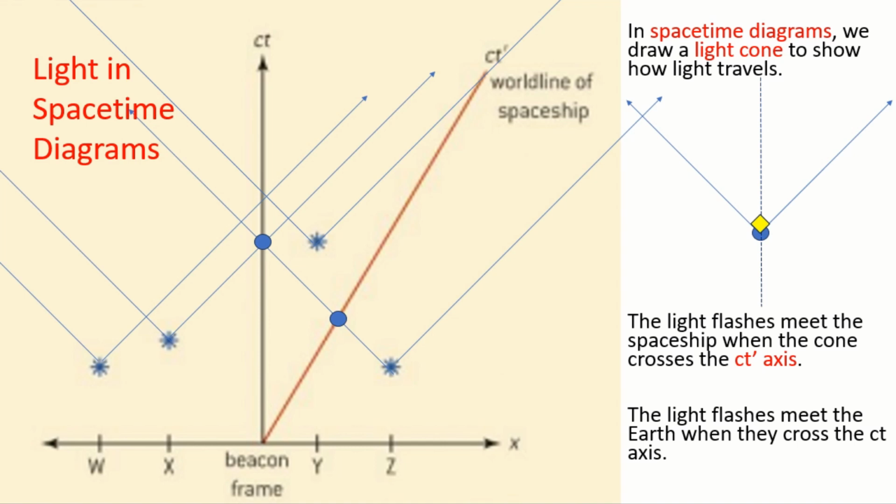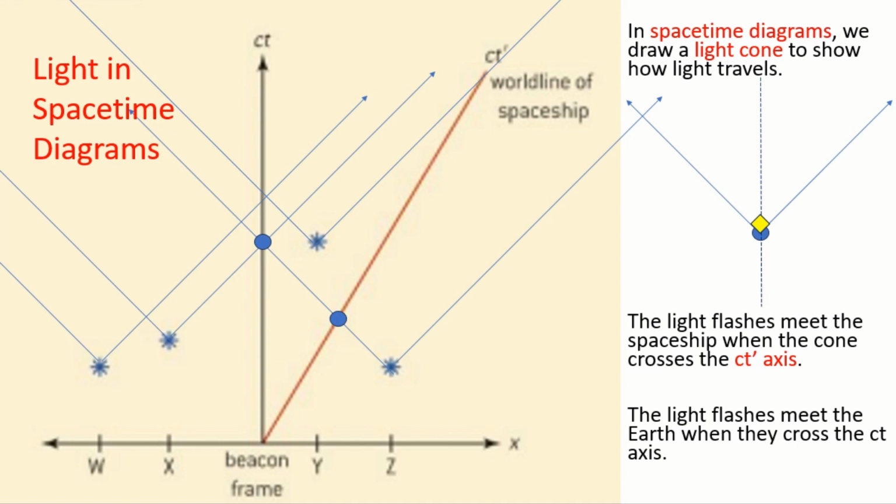Now, you'll notice here, if you look at the case of the spaceship, the next light cone to cross my CT primed axis is actually the light from Y. Okay, so we're going to see Z first at a low time, and then we're going to see Y next. And then actually, we're going to get the light from X. If you follow this line all the way up, eventually it's going to cross the CT primed axis. And then we're going to finally get the light from W at a later point in time, according to that spaceship.